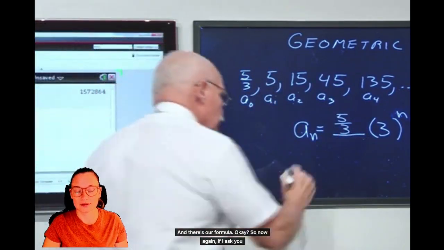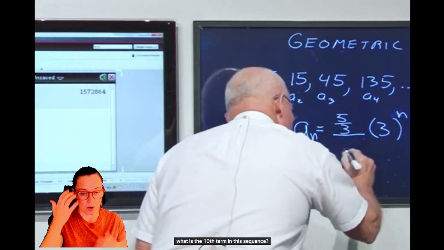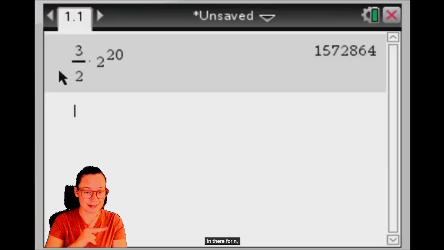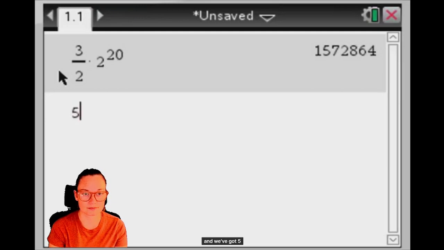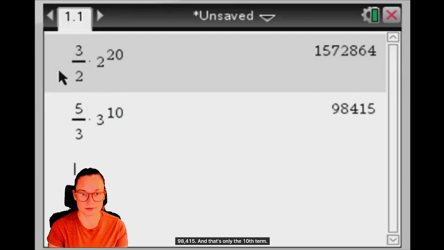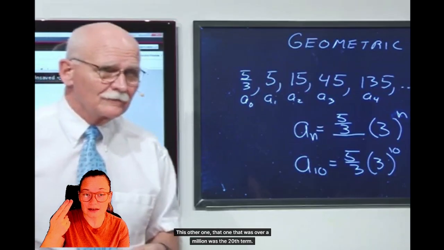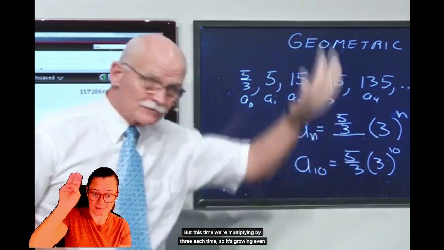So now again, if I asked you what is the 10th term in this sequence, you could just put a 10 in there for n, and we've got 5/3 times 3 to the 10th power. You don't need to have the parentheses. 98,415. And that's only the 10th term. This other one, that one that was over 1 million, was the 20th term. But this time we're multiplying by 3 each time, so it's growing even faster. Okay?